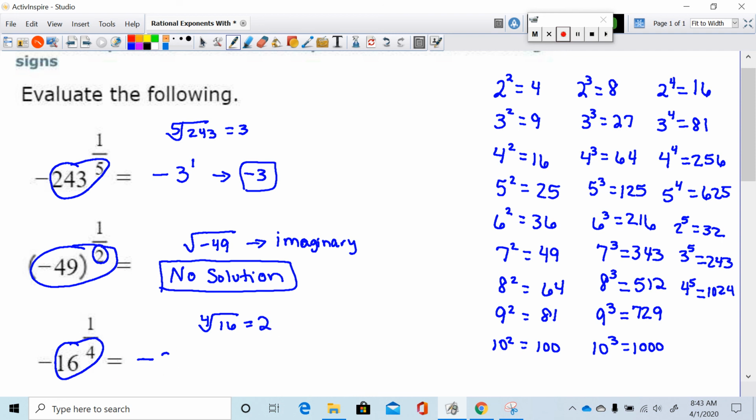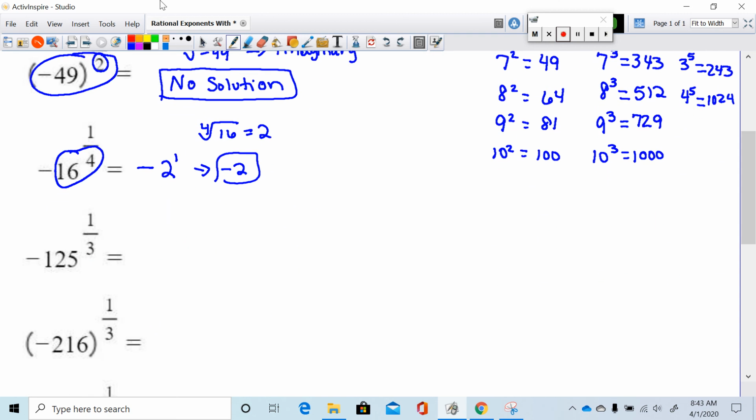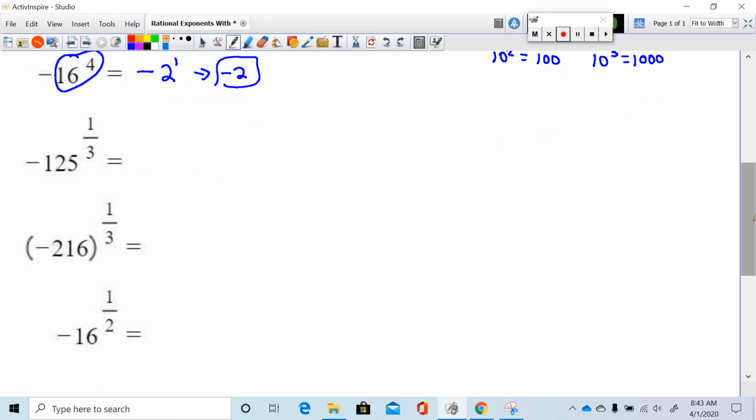So this is going to be a negative 2. And this numerator goes in as an exponent. So that means your answer is just 1, negative 2. So negative 2 is the answer. Okay, the next one. The negative is not in parentheses, so that means you're going to have a negative answer.